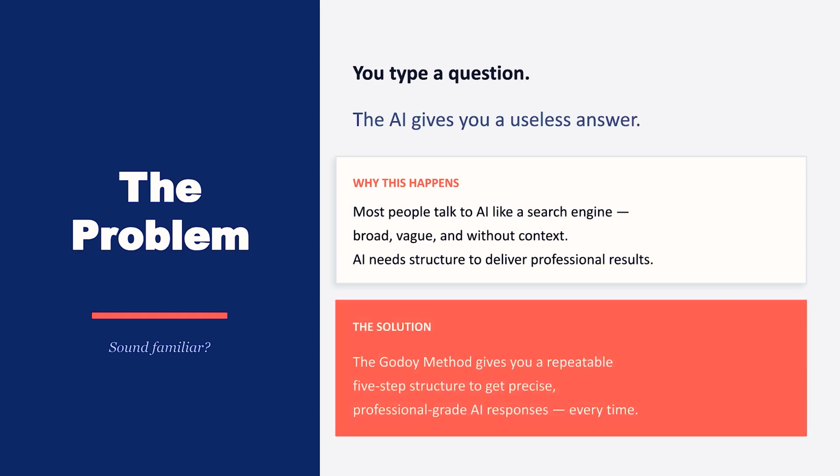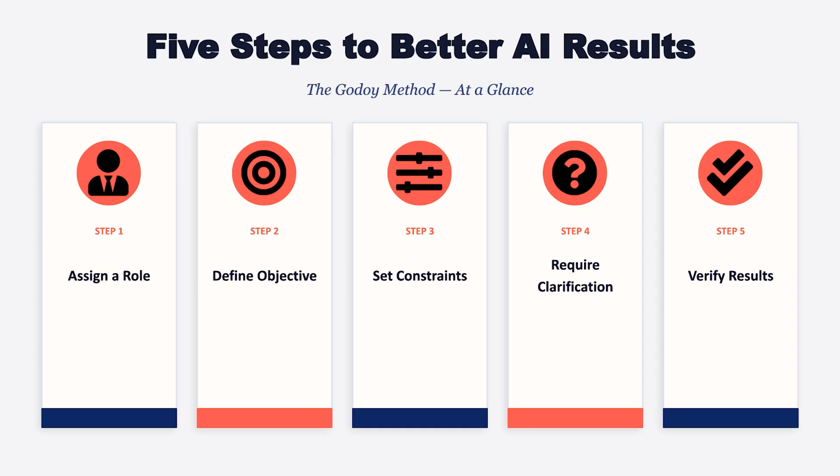The solution is the Godoy Method, a repeatable 5-step structure that gives AI the structure it needs to deliver professional-grade responses. The Godoy Method is comprised of 5 steps: assign a role, define objective, set constraints, require clarification, and verify results. This structure ensures you're giving the AI enough context and direction.